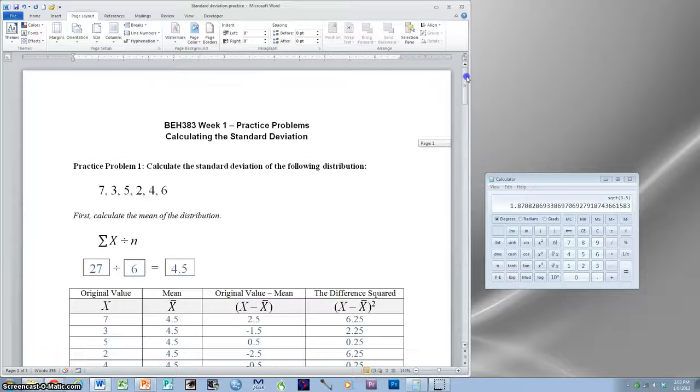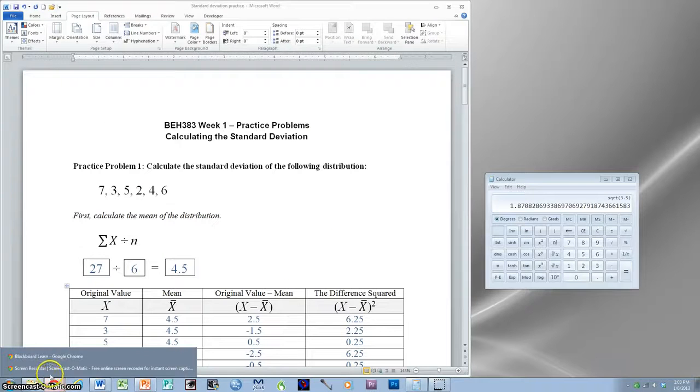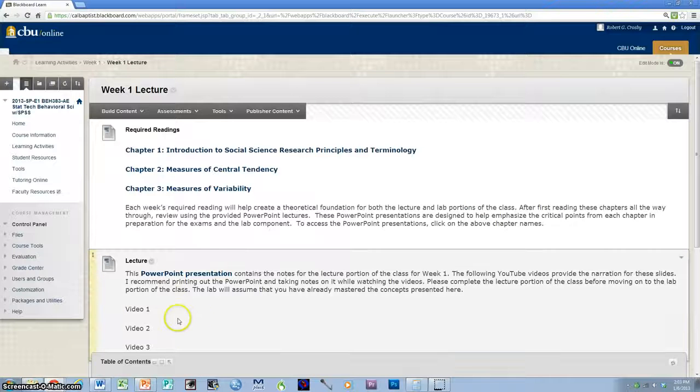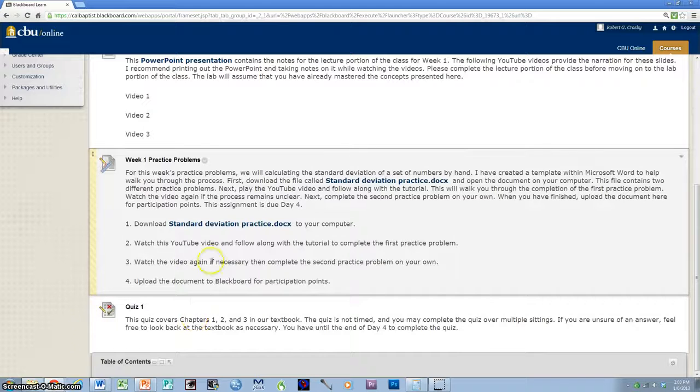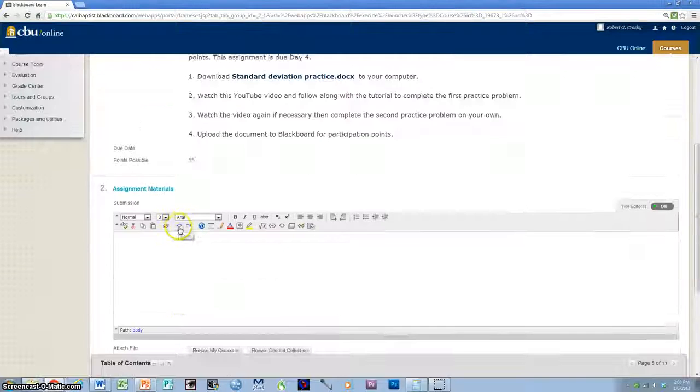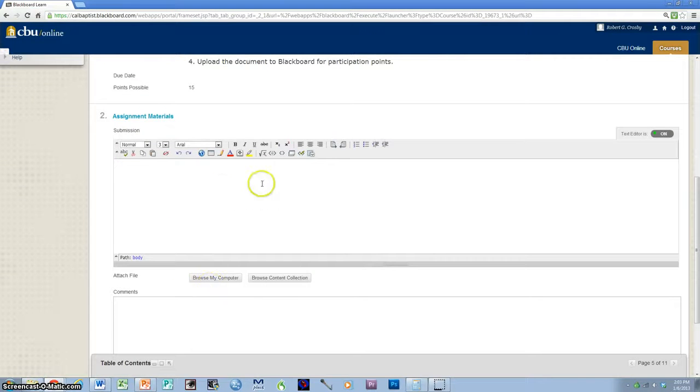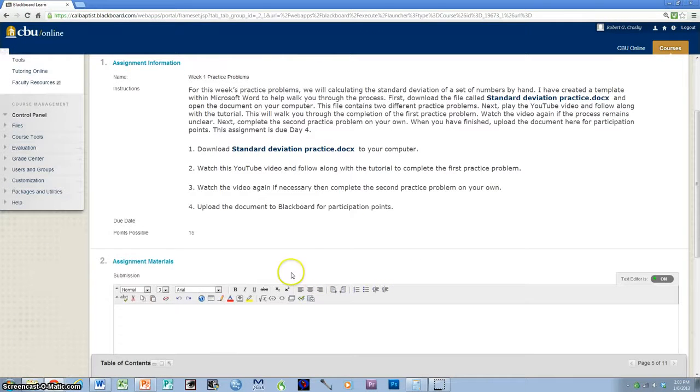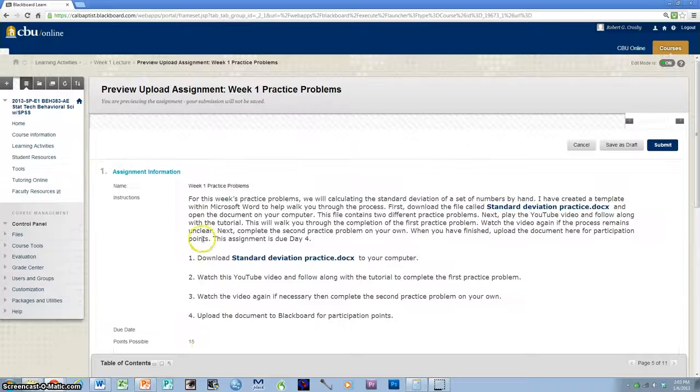When you finish all of it, you'll save it. So just right now it should be called standard deviation practice. So just do save as, and then upload that to Blackboard. So it'll be practice problems. So you'll click on practice problems, and then just attach it right here. Browse my computer, attach it, submit it, and that'll be for 15 points, participation points.